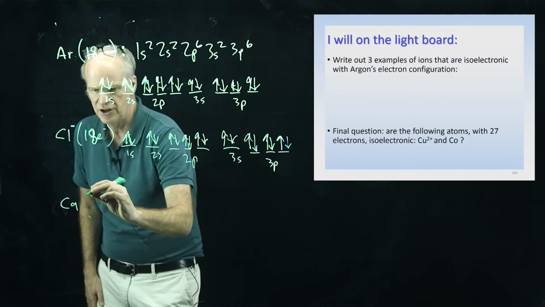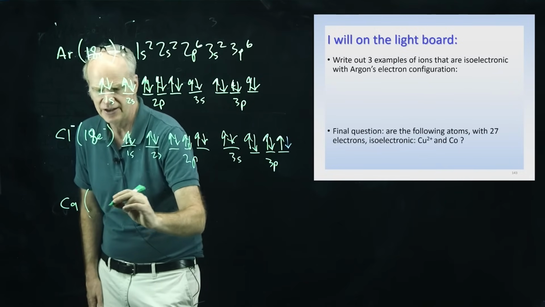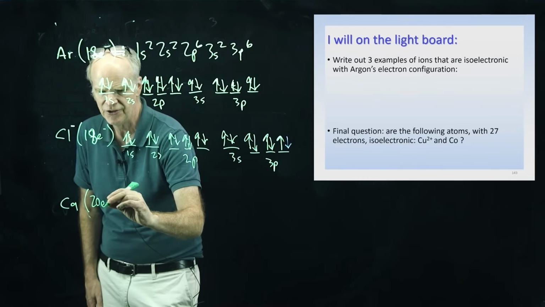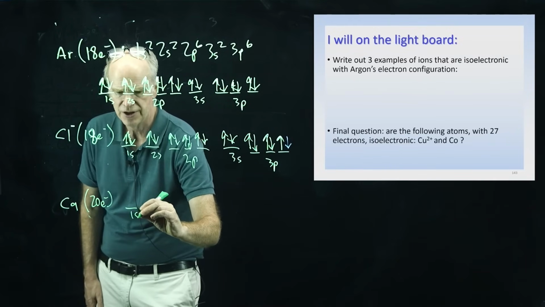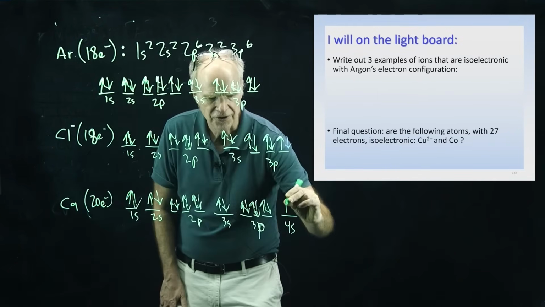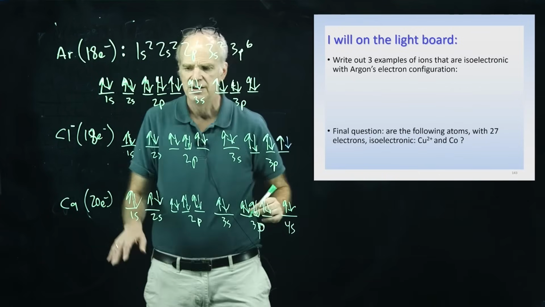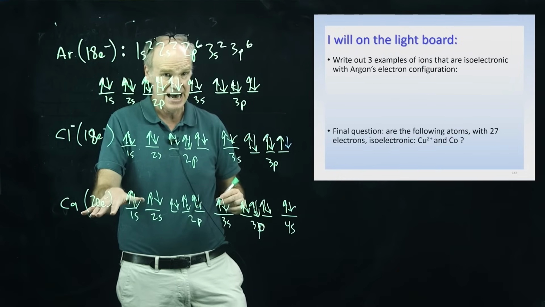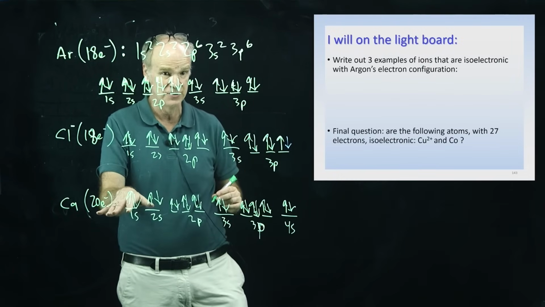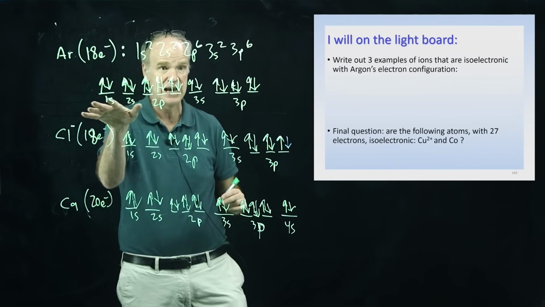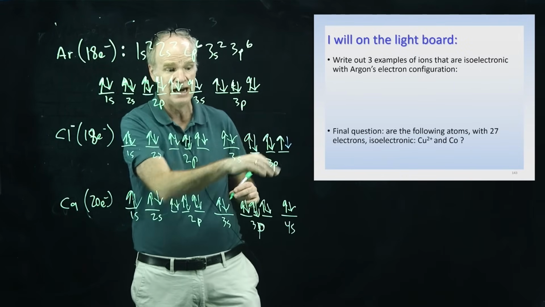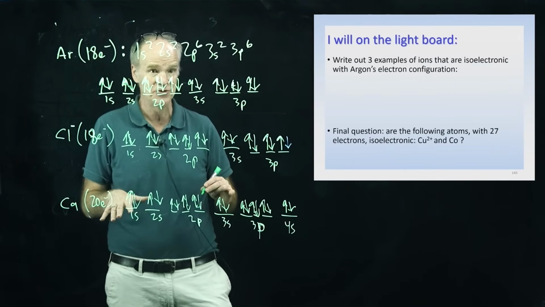So we have calcium, and it has 20 electrons. So its configuration is 1s, 2s. Okay, so my first question to you is this: is the calcium atom's electron configuration isoelectronic with that of argon or the chloride ion? And I think you can see the answer is no.